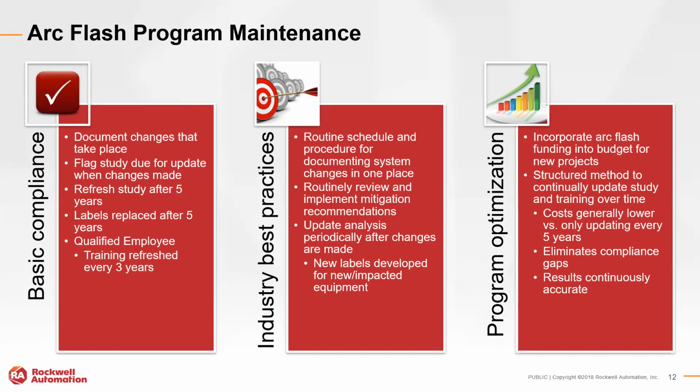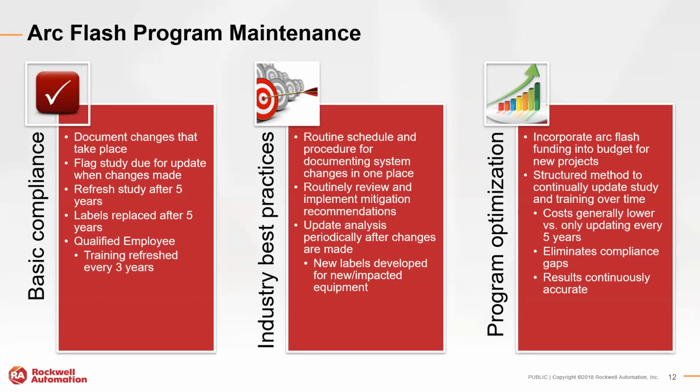Moving towards the best practices kind of bucket, they have a routine schedule and procedure for documenting system changes in one place that people from multiple departments, for example, can access. So maybe if you have a maintenance team at your facility, you have a separate electrical team, you have a separate engineering team. If they're all tasked, they work on different projects. They may not all work on things in a consolidated manner. It's helpful that they can put all of their changes either in a single log or maybe individual logs, but they get stored in the same location, like a shared network drive, hard copy in a single location, etc. So all the projects that may impact the arc flash study are documented in a single location.